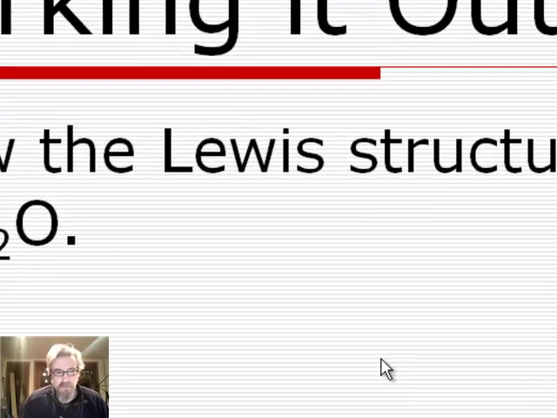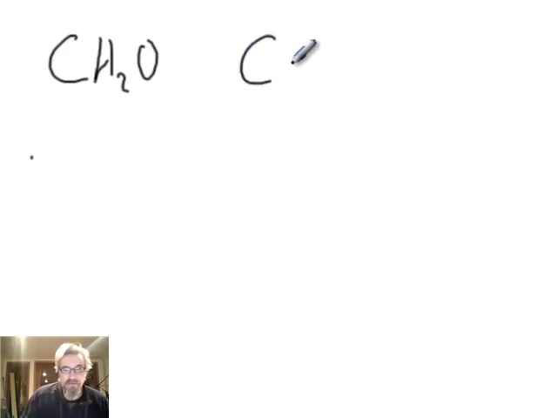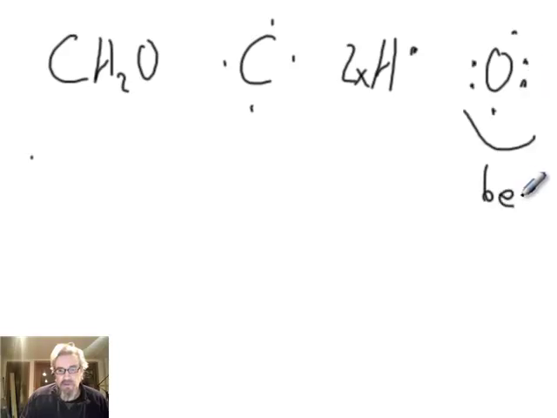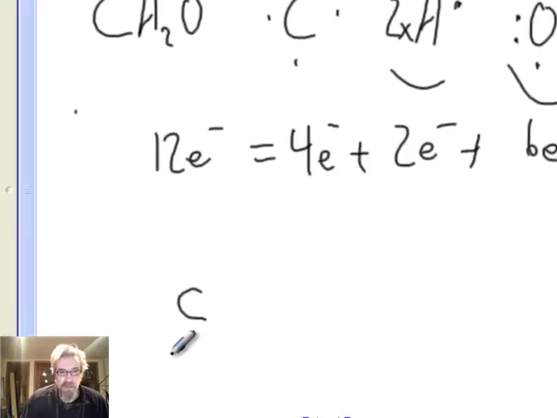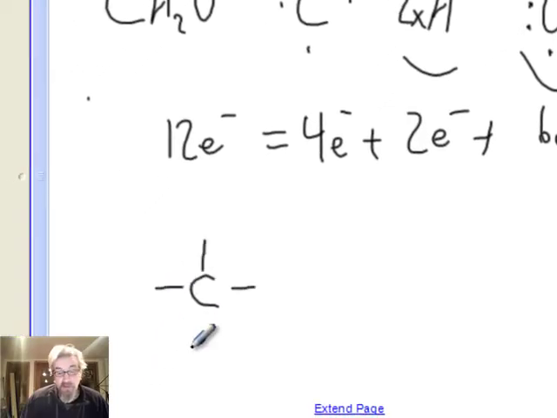Now give this one a try. CH2O is going to have a carbon, 4 dots, 2 hydrogens, and an O. So here's 6 electrons, here's 2 electrons, here's 4 electrons. When I add that all up, I come up with 12 electrons. Now, how do I make a skeleton? Well, I want to make as many bonds to carbon as possible. Not possible to make 4 bonds, but I can make 3. So I'm going to attach my 2 H's to the carbon, and I'm also going to attach my O. Okay, the skeleton's in place.